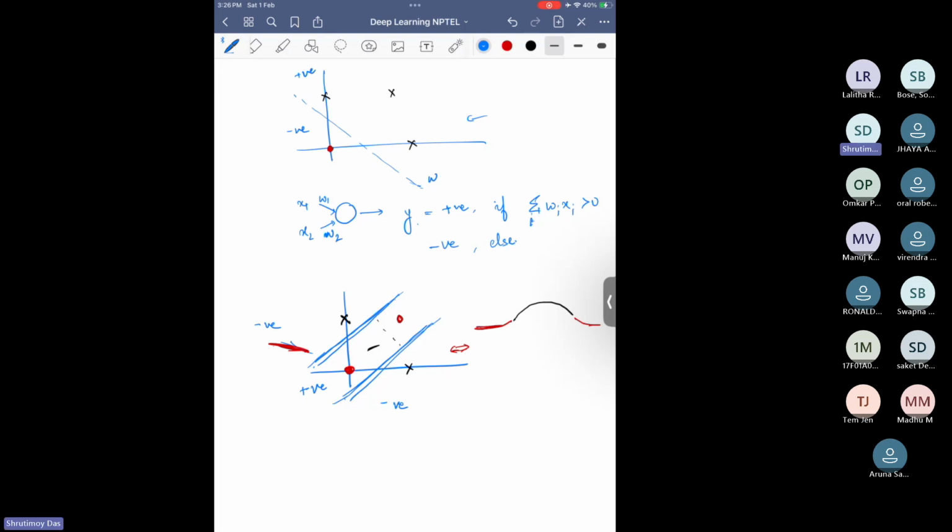So is that clear? Why do you need non-linearity, or what is the advantage of non-linearity? Because many problems are not linearly separable, you need some non-linearity to learn these non-linear functions.